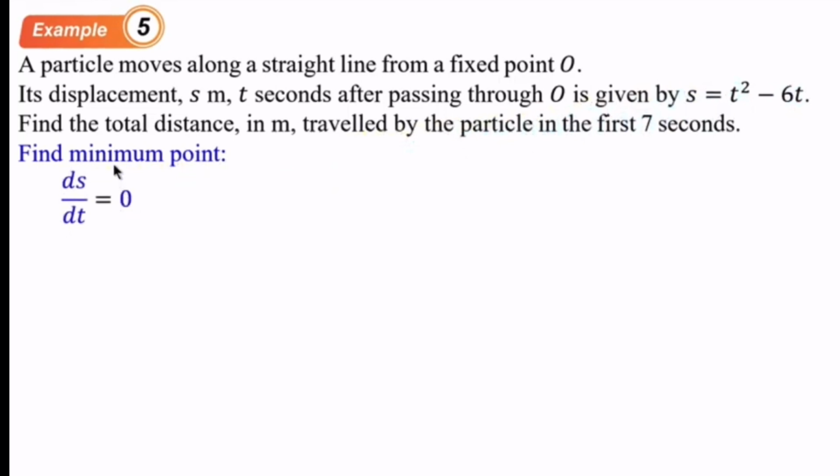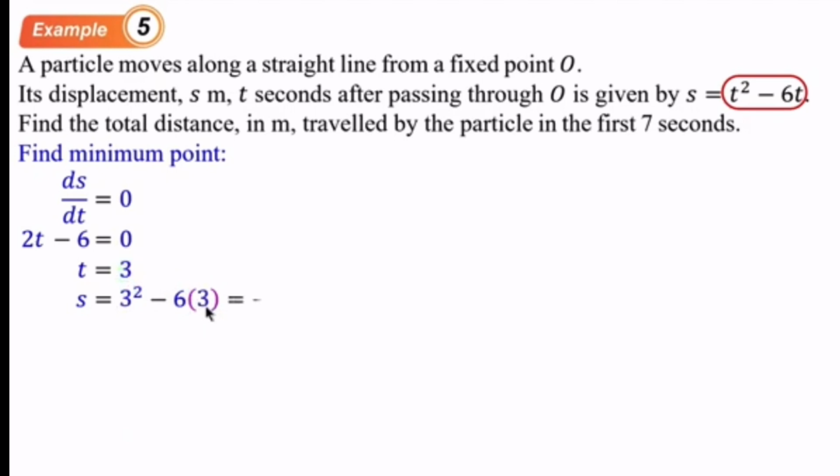So basically, in order to find the turning point, we have to differentiate, ds/dt, and ds/dt means velocity. So when the particle turns direction, velocity will be 0. That means 2t minus 6 equal to 0, so t is equal to 3. This is actually a very important concept. When the particle turns direction, it will actually be at the minimum point when the acceleration is positive.